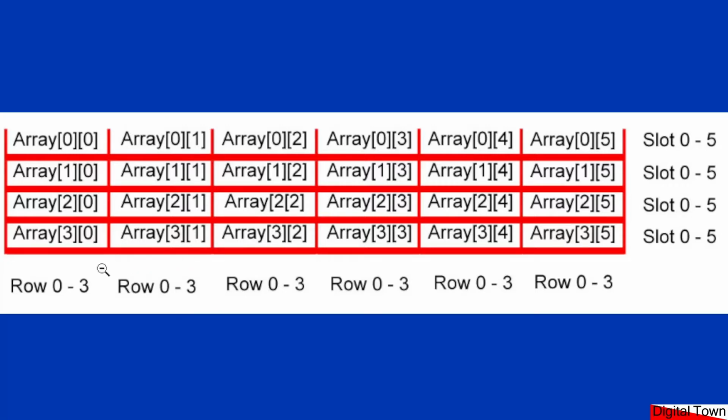Unfortunately, we don't use letters, so instead we have row 0, row 1, row 2, row 3, and then within that row, each row has its 6 parking slots. So again, we've got slots 0 to 5, and we've got rows 0 to 3. The first number is the row, the second number is the slot. I hope this is clear to you, and you will see as we progress that we can have a three-dimensional array as well.